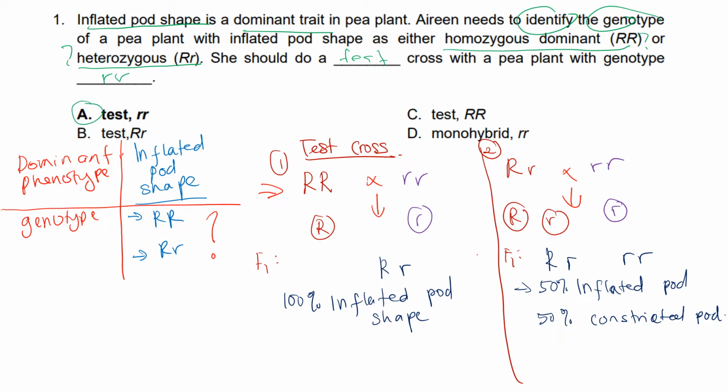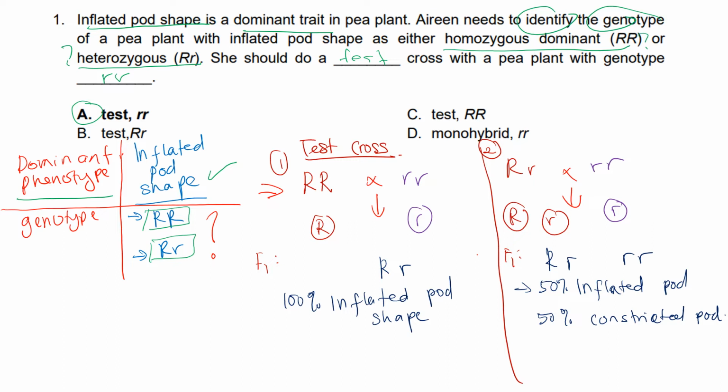So in this question, you have to understand how to determine the genotype of an individual with dominant phenotype. In this case, the dominant phenotype is inflated pod shape. This dominant phenotype could have a genotype that is either homozygous dominant or heterozygous, so you have to determine which one it is. In order to determine the genotype, you have to cross this individual, whose genotype you don't know, with an individual that is homozygous recessive. In this case, the genotype of homozygous recessive is small r.